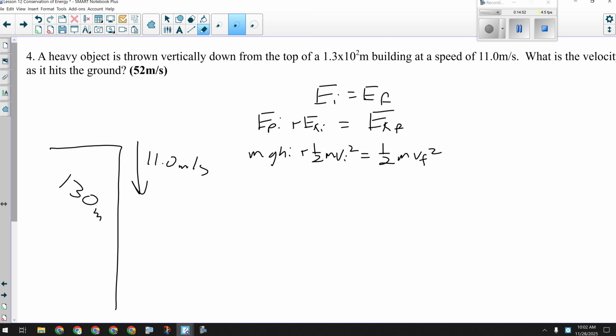Okay, now they just said a heavy object. They didn't say how heavy. Does it matter? What can I do with mass here? I can cancel it.